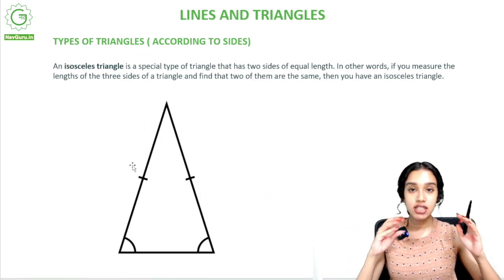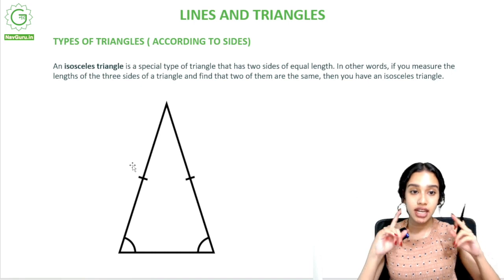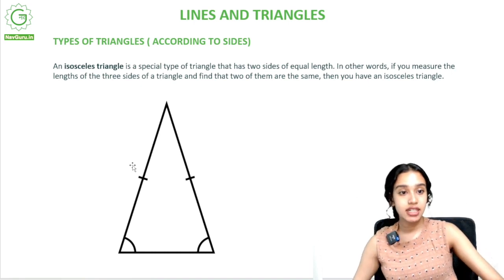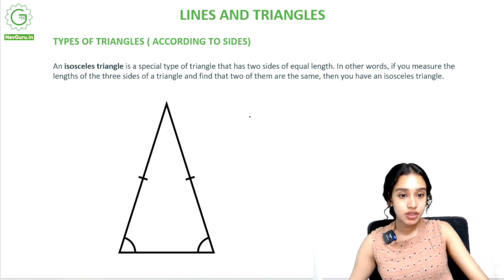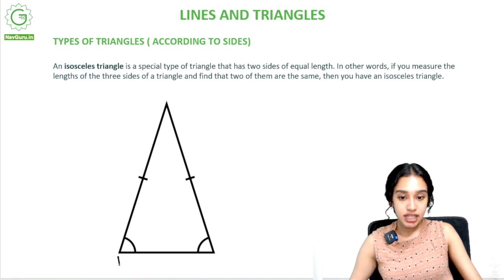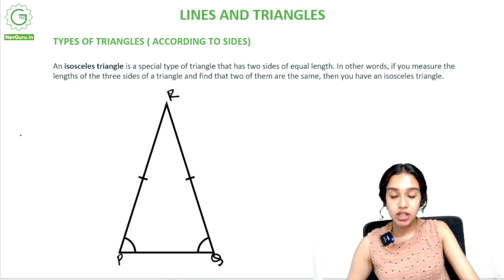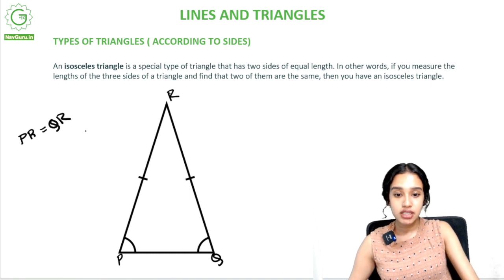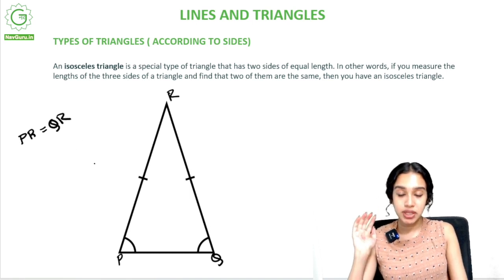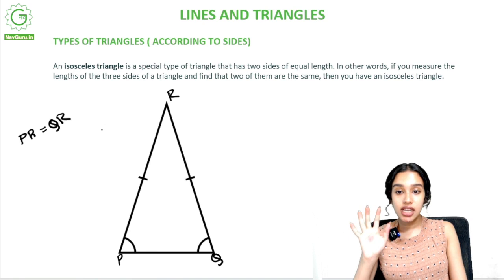Isosceles triangles are the triangles where two sides are equal to each other, right? So, we have a triangle here. Again, let's name it PQR. The sides PR and QR are equal. PR is equal to QR here, but PQ is not equal to them. So, this is an isosceles triangle.